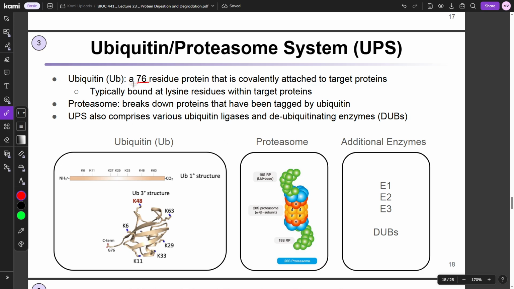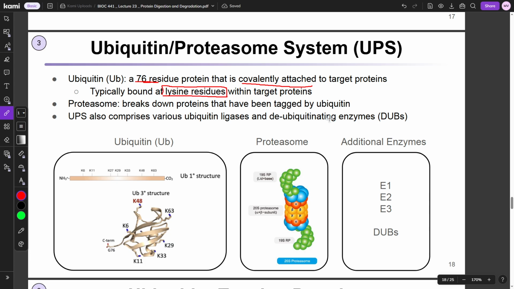This is the kind of thing that I unfortunately think they could easily ask you about, like what is the amino acid length of a ubiquitin. But basically, we're going to talk about ubiquitin. So ubiquitin is like a flag. Ubiquitin, UB, is a 76 residue protein that is covalently attached to a target protein. And it's typically bound at a lysine residue, on the protein that you're intending to degrade. And so the proteasome breaks down proteins that have been tagged with ubiquitin.